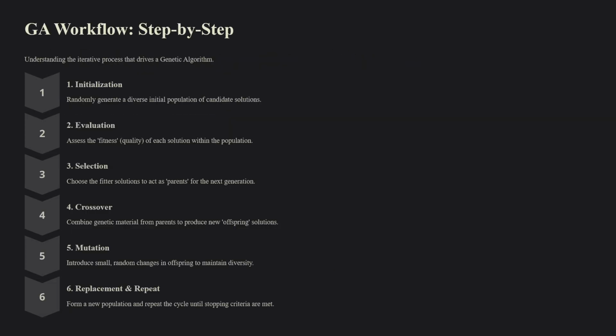If we see the step-by-step process of genetic algorithms, this slide shows the life cycle of a full genetic algorithm. It begins with initialization, where we randomly generate a population. Next, we evaluate. In the evaluation step, each solution is used to measure fitness. Then comes selection, where the best solutions are chosen as parents.